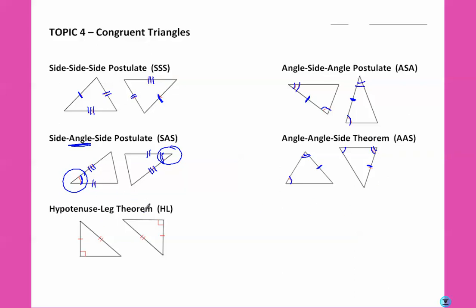Finally, there's hypotenuse leg, which only works for right triangles. If we know it's a right triangle, and we know that the hypotenuse of the triangles are congruent, and that one of the legs are congruent, then we can say the triangles are congruent. This would be angle side side, but we know that we can't do that unless it's a right triangle.